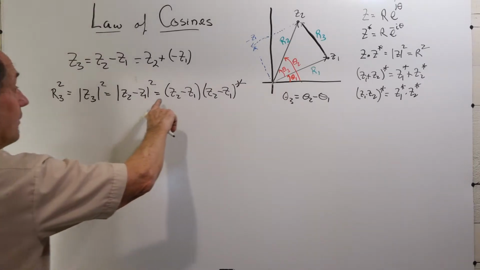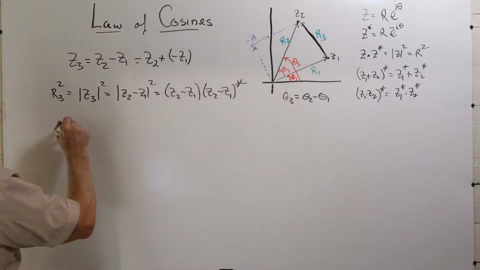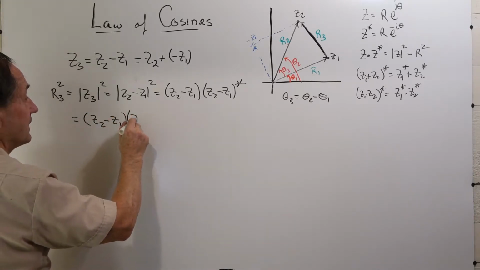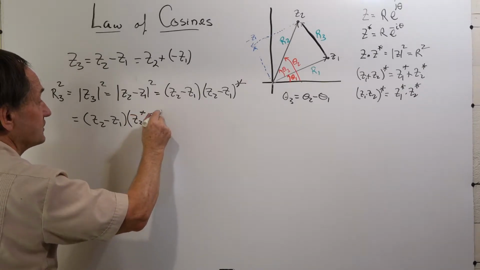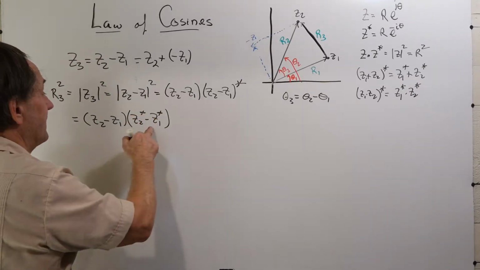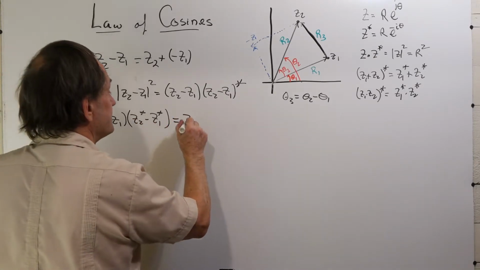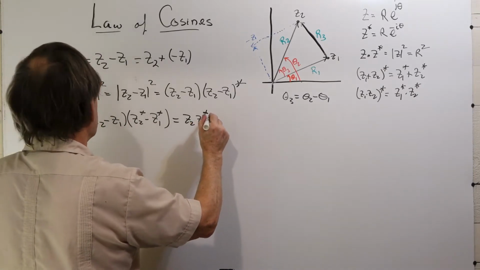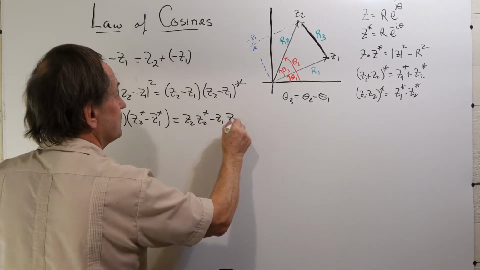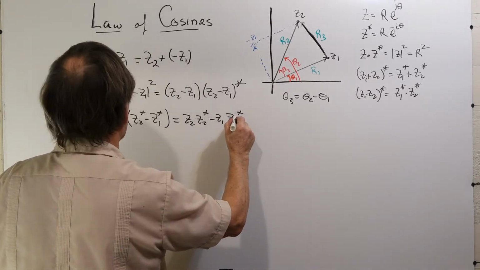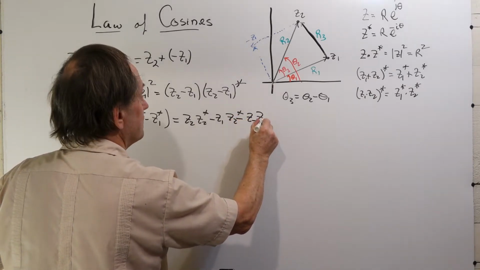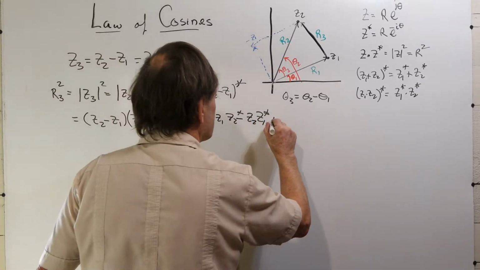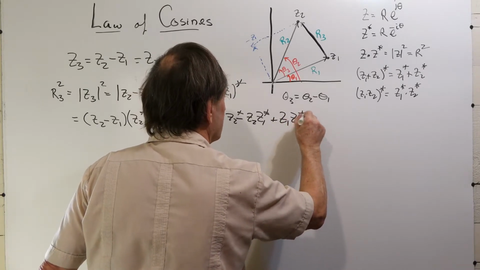Now, we can distribute the conjugation through the subtraction. So we have Z2 minus Z1 times Z2 conjugate minus Z1 conjugate. Now we'll expand this out. We have Z2 times Z2 conjugate, we have a cross product, minus Z1 Z2 conjugate, the other cross product, minus Z2 Z1 conjugate, and then a minus Z1 times minus Z1 conjugate, which is a plus Z1 Z1 conjugate.